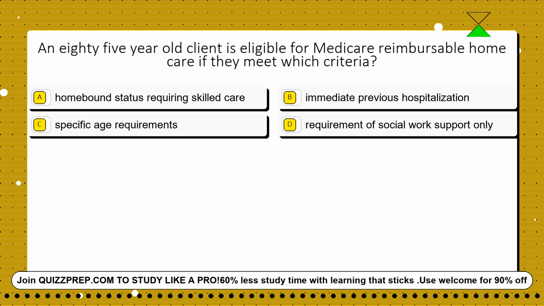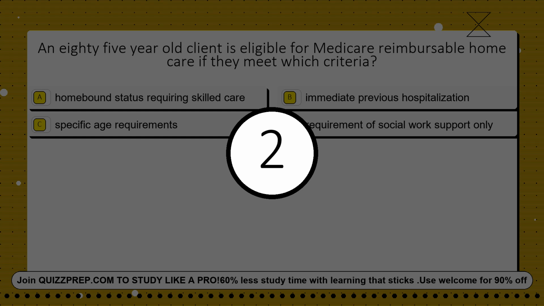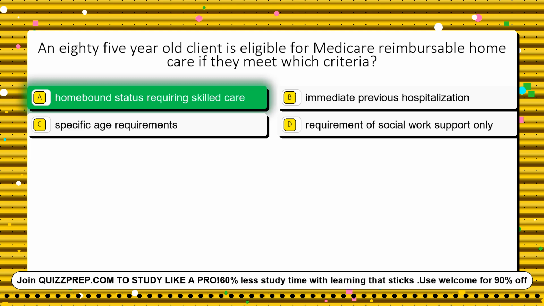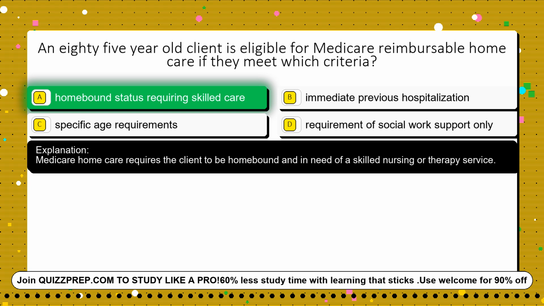Question 62. An 85-year-old client is eligible for Medicare reimbursable home care if they meet which criteria? Option A, homebound status requiring skilled care. Option B, immediate previous hospitalization. Option C, specific age requirements. Option D, requirement of social work support only. The correct answer is option A, homebound status requiring skilled care. Medicare home care requires the client to be homebound and in need of a skilled nursing or therapy service.